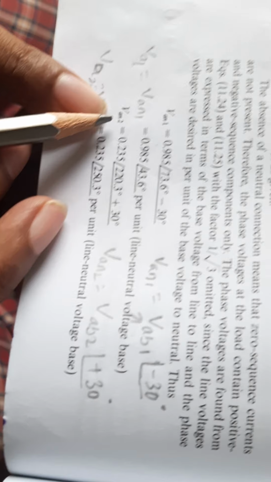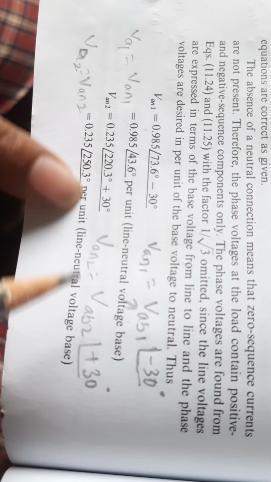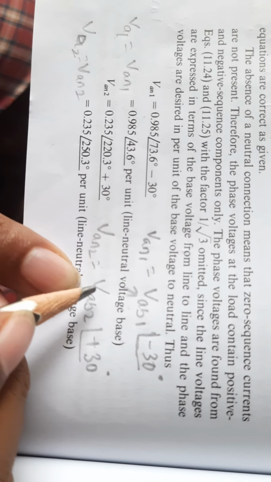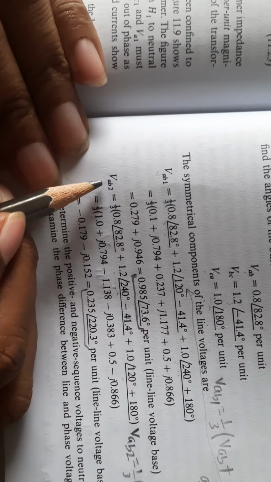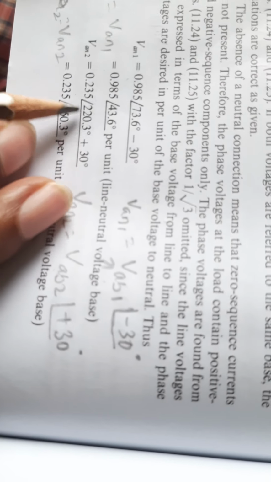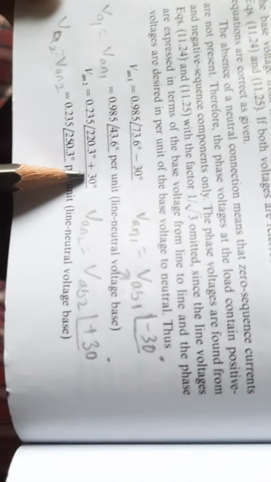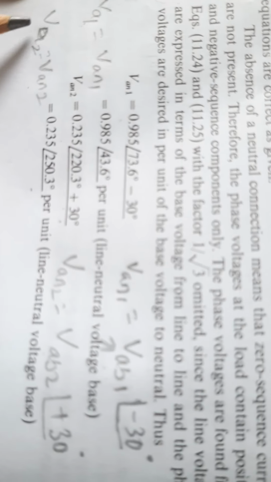Now VAN2 is equal to VAB2 angle 30 degrees. We got VAB2 from here. I put the value here and add plus 30, so I will get VAN2 is equal to 0.235 angle 250 degrees. This is nothing but VA2.